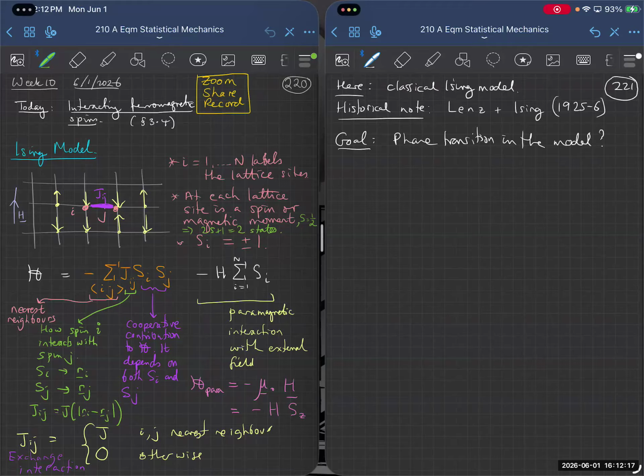So let's now write down the full calculation. Our goal is to know if there's a phase transition, and how are we going to answer this question? Well, what we're going to do is try to compute the partition function. And what is our strategy? So the strategy is the following. First of all, this is a hard problem. And why is it hard? Well, it's hard because the partition function doesn't factorize.